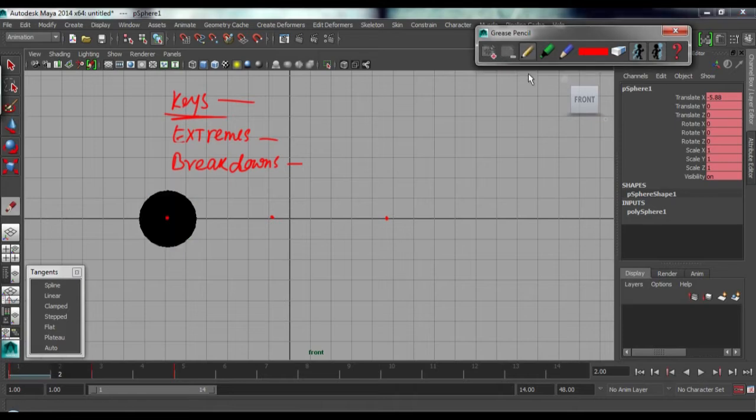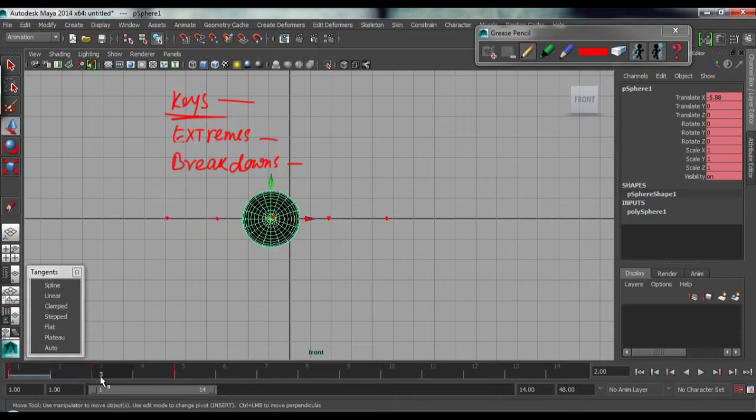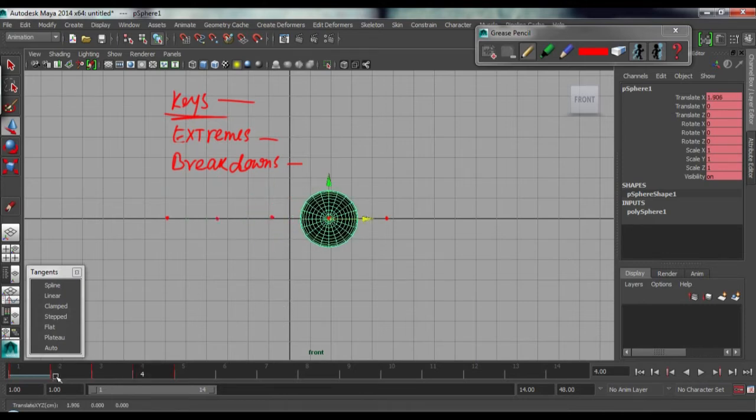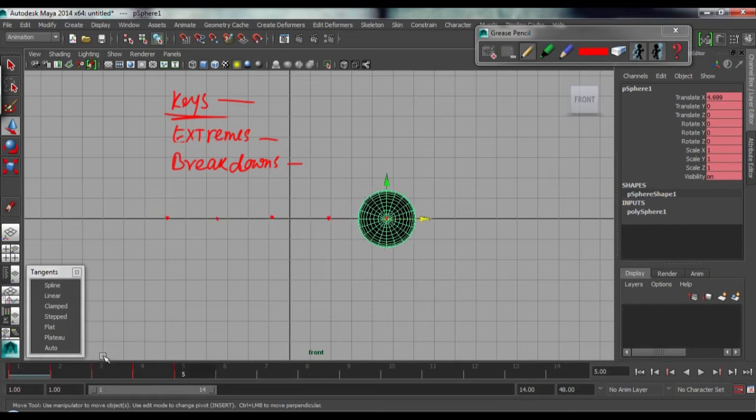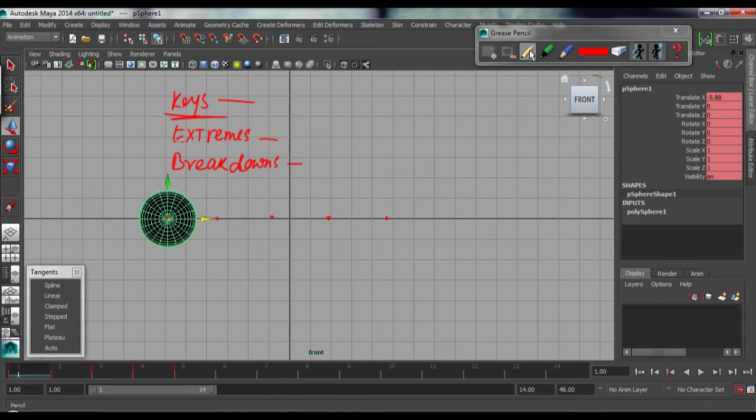Frame 2 will be in between these two, at the exact middle, and frame 4 at the exact middle of these two. Frame 2 move it in here, frame 4 move it in here. Now see, the spacings are the same. Look, the spacing is the same distance.